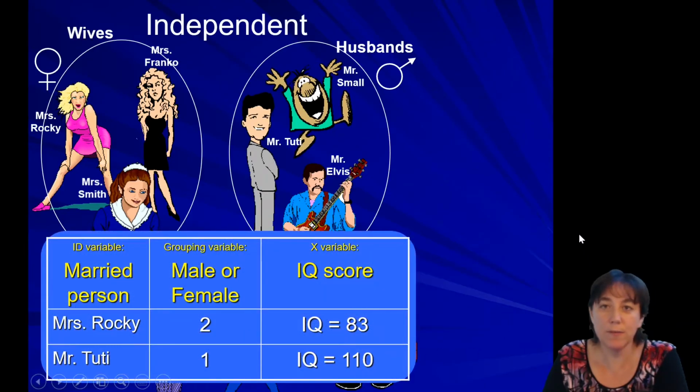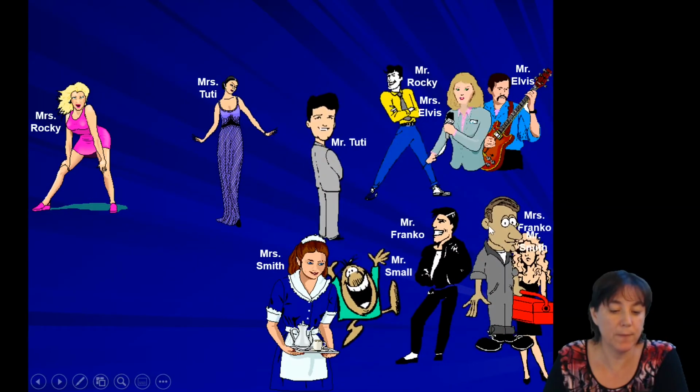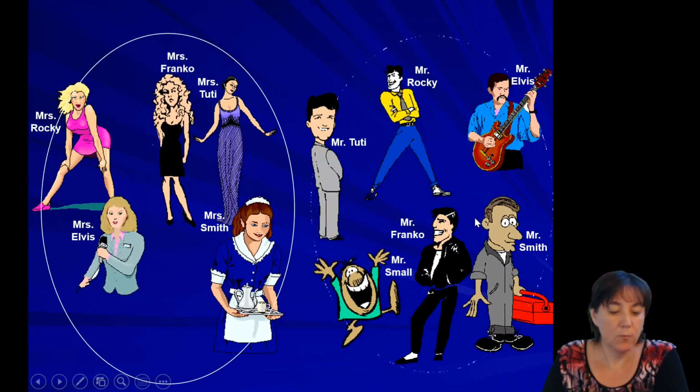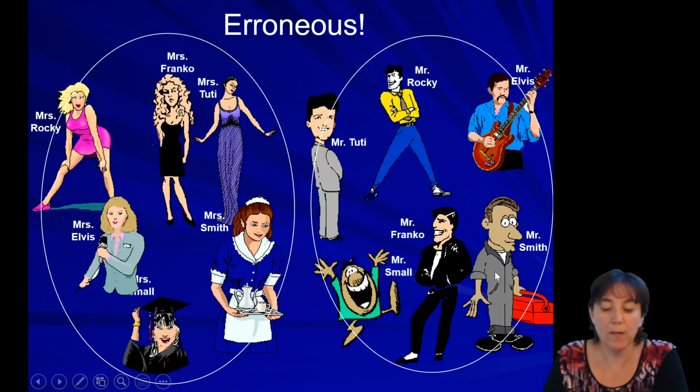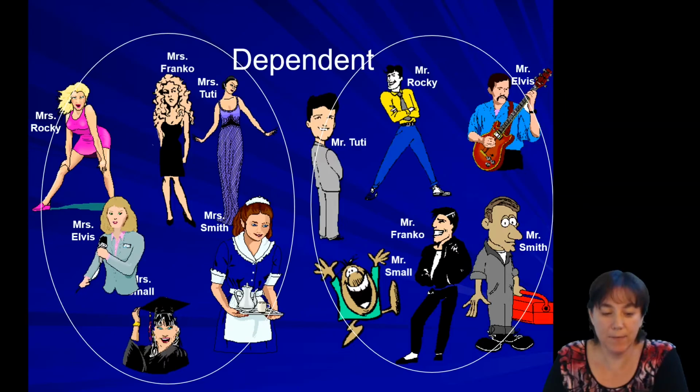And this is how the data matrix will look like. We have what we call a grouping variable, male or female, usually given by numbers, and the IQ score as the main variable. So what is this sample? Again, problematic because we're missing Mrs. Small. So either get rid of Mr. Small or get in Mrs. Small, the picture. If it's done like this, it can be a nice dependent sample.